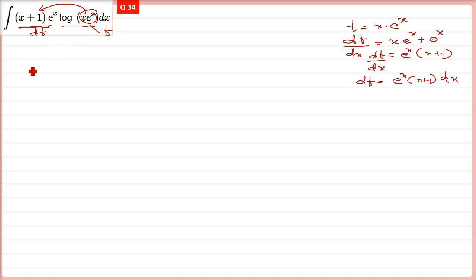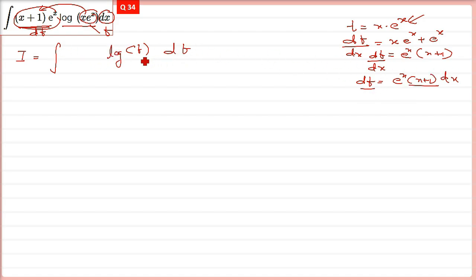X e raise x you have taken as t. So after this replacement or assumption, this integration will become like this. Log is already there, x e raise x we have taken as t, and then x plus 1 into e raise x along with a dx. All these two terms which I am pointing out, they are simply dt. So just write dt here, and there is a space I left because ultimately you have to integrate this.